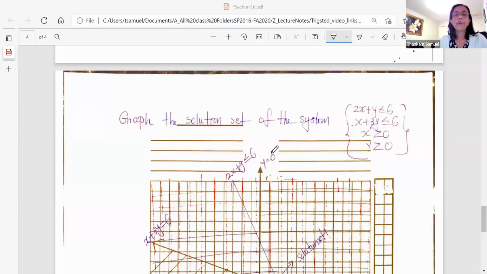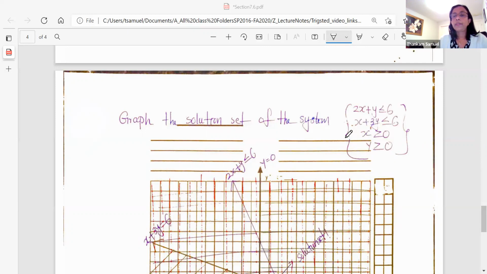Hello, today we are going to cover the topic graphing systems of inequalities in two variables. Let's consider this example. Graph the solution set of the system 2x plus y less than or equal to 6, x plus 3y less than or equal to 6, x is greater than or equal to 0, y greater than or equal to 0.